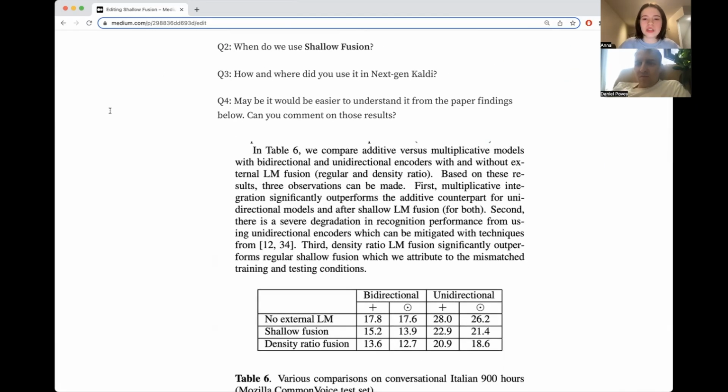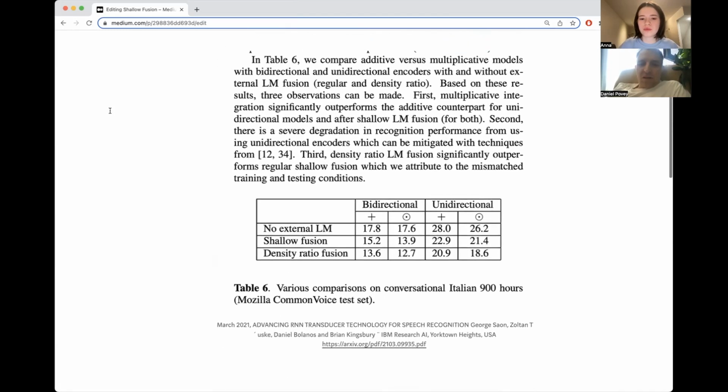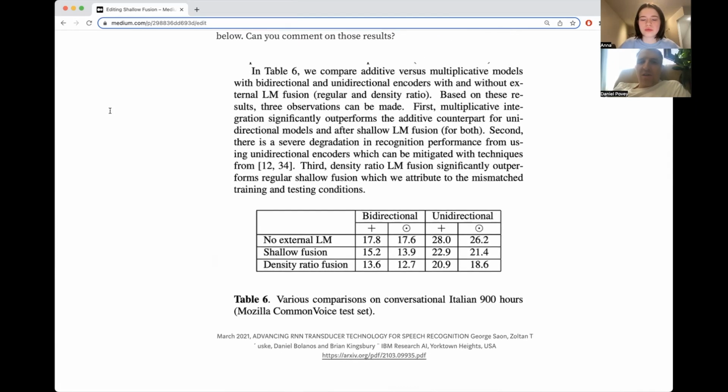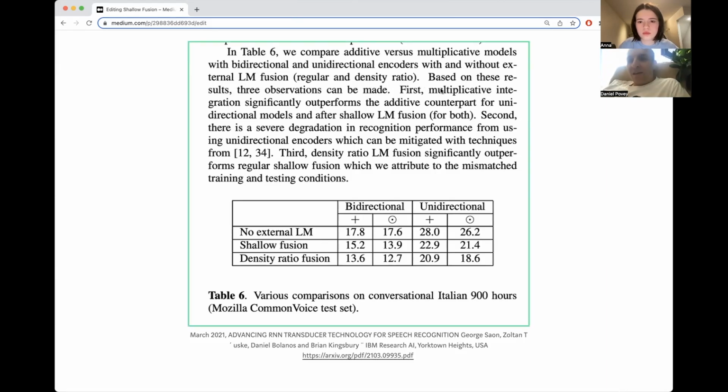Maybe it would be easier to understand it from the paper findings below. Can you comment on these results? Do you want to read the papers? No, it's okay. I'll just comment. So when they talk about multiplicative integration, this seems to be the one that performs best. I think it's the same as the interpolation in log space. It's just that they're describing it in probability space, so it becomes multiplication.